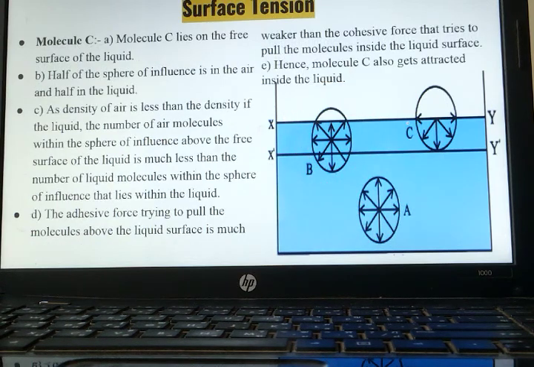Again, let's move to molecule C. Half of molecule C is outside and half is inside the liquid, but it is the same story. The water particles pulling it in the downward direction are more in number, whereas the air particles are very few. So ultimately molecule C will move downwards only, getting attracted in a downward direction. If you understand the concept, no need for reading all these things. In the exam, nobody is expecting a word to word answer. Be clear in your concept, and you will be able to write it in your paper.